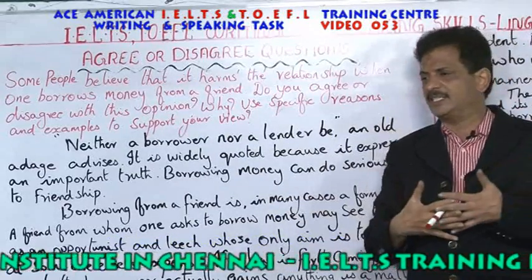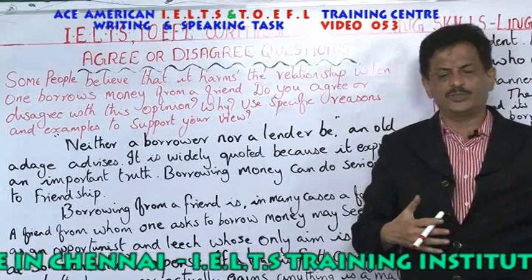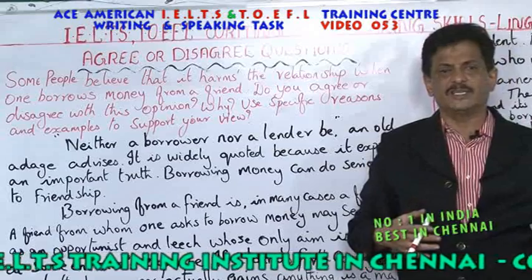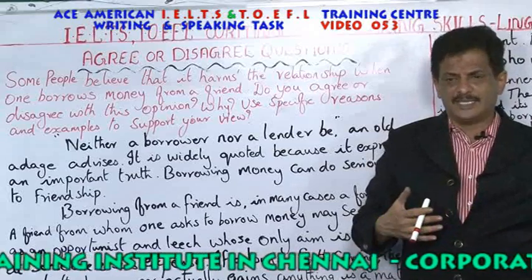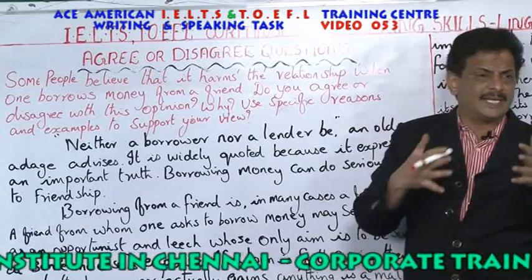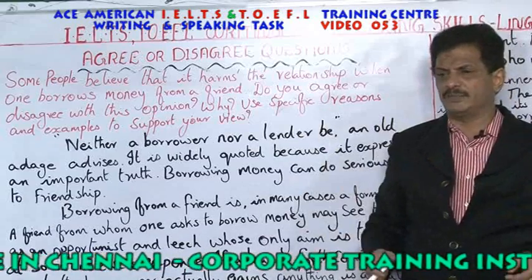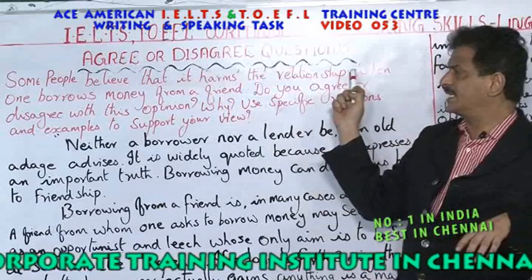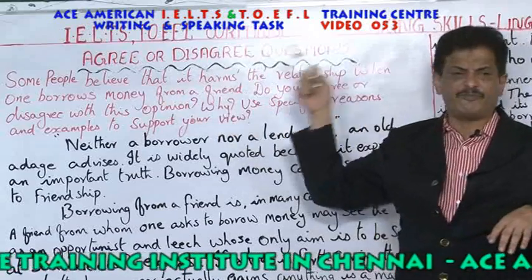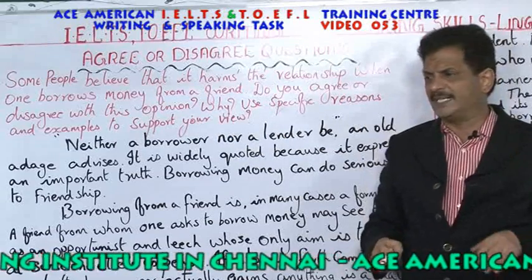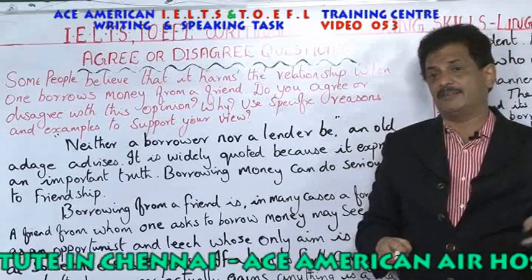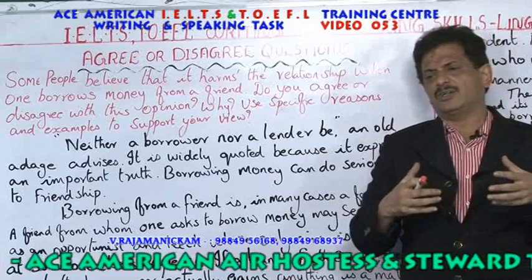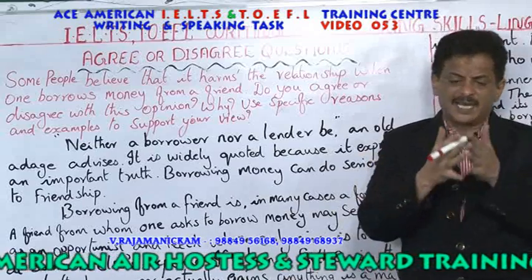So here, relationship is a friendship, right? You and I are both very close friends. I suddenly ask you, give me 5,000 or 10,000 as a loan, as a borrowing. So what happened? It spoils the relationship. This is the topic. Some people believe that it harms the relationship when one borrows money from a friend, not from a money lender, not from a bank, from a friend. So if I or somebody borrows money from a friend, it harms the relationship.